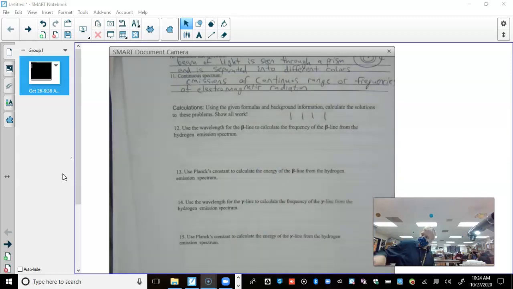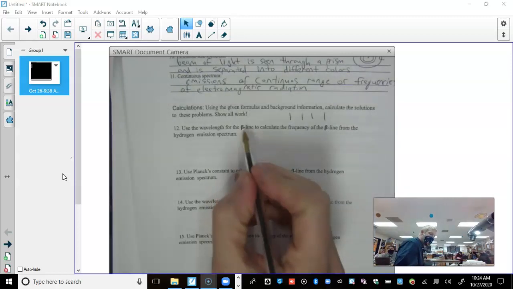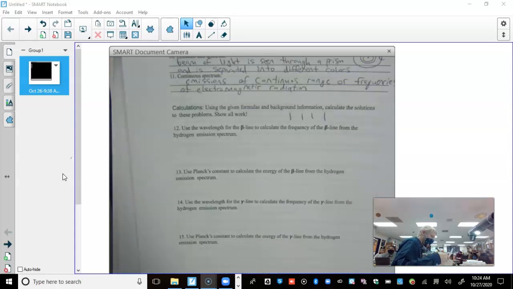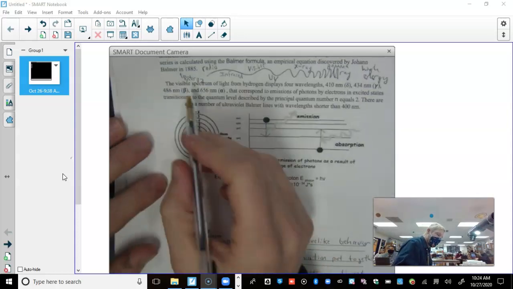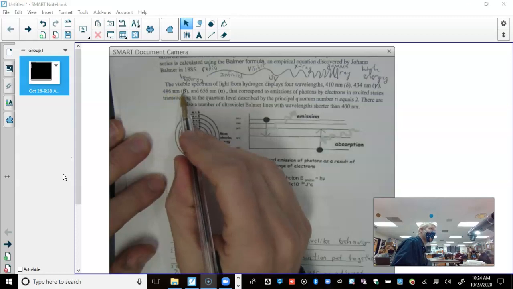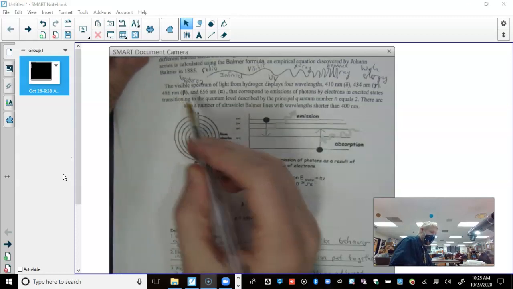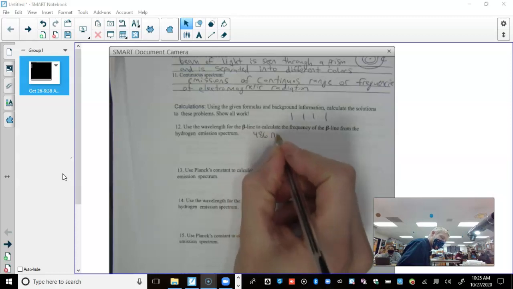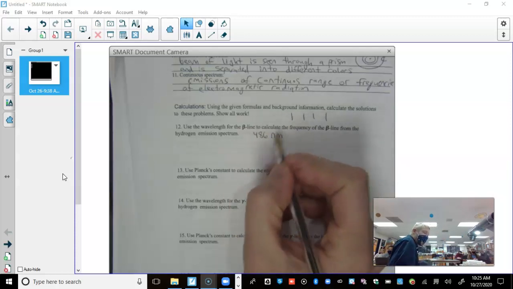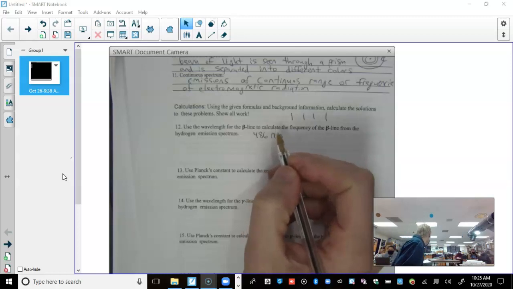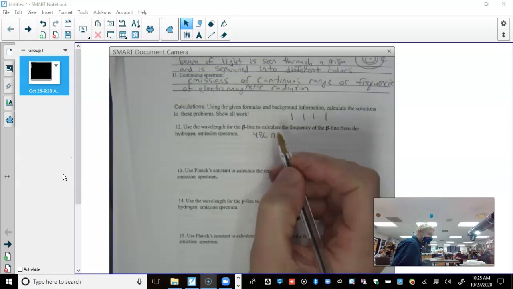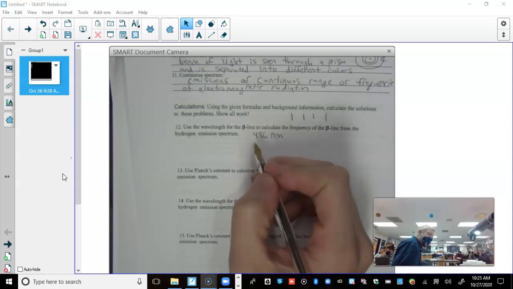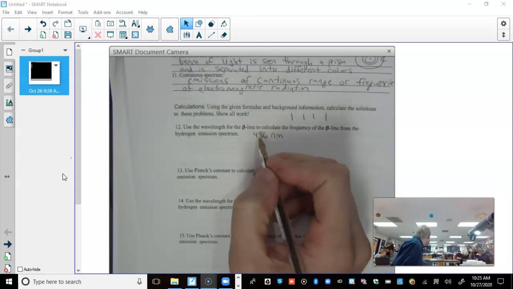And beta, this is the Greek symbol beta, is apparently 486 nanometers is the wavelength of beta, 486. So I'm going to write that, 486 nanometers. And we're going to try to figure out ultimately what is the amount of energy that is in that wavelength. But before we do that, we're going to have to do two equations.